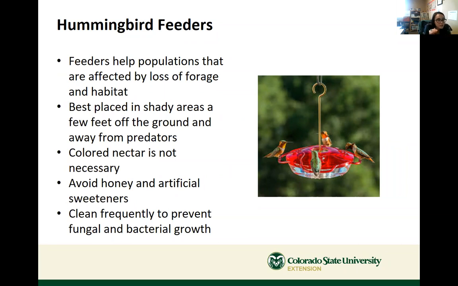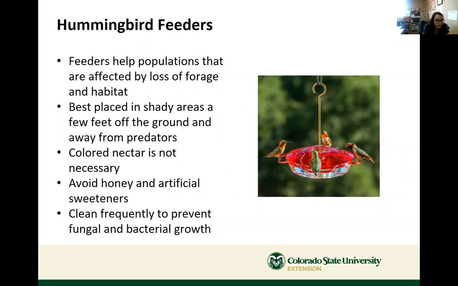The colored nectar is absolutely not necessary, and is actually, some studies are finding, maybe harmful, because it has those artificial dyes in it. So a clear nectar is fine. You already have the red on the feeder usually to attract them. You don't need the red nectar. And you could actually just make a sugar water solution on your stove, cool it down. That's perfectly fine to put in your feeder.